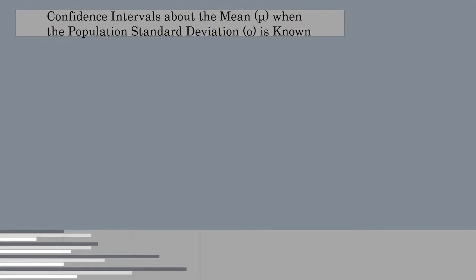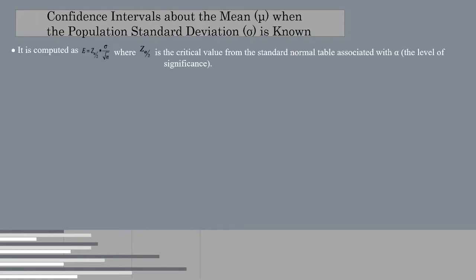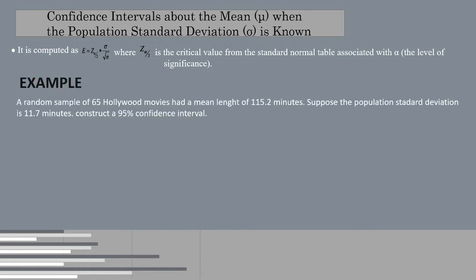But there are different types of confidence interval. First, the confidence interval about the mean mu when the population standard deviation sigma is known. It is computed as E equals Z, a critical value from the standard normal table associated with alpha, times sigma over square root of n. Now let's have an example. A random sample of 65 Hollywood movies had a mean length of 115.2 minutes. Suppose the population standard deviation is 11.7 minutes. Construct a 95% confidence interval.